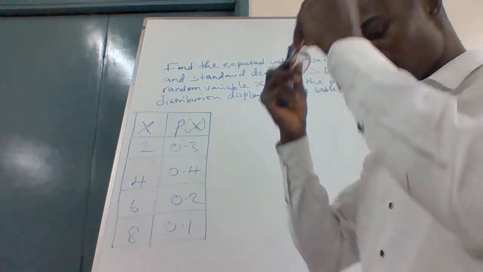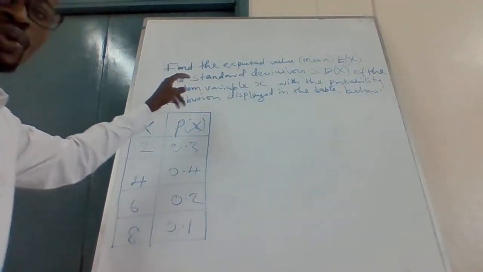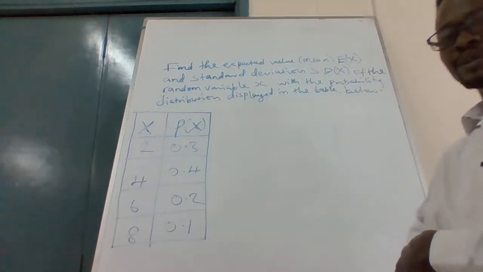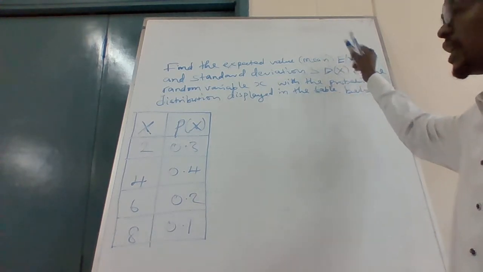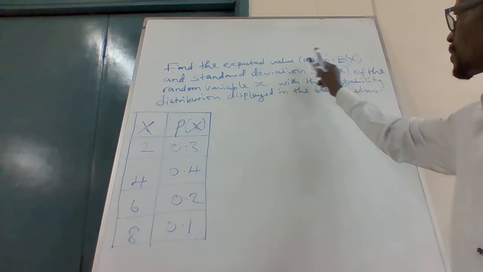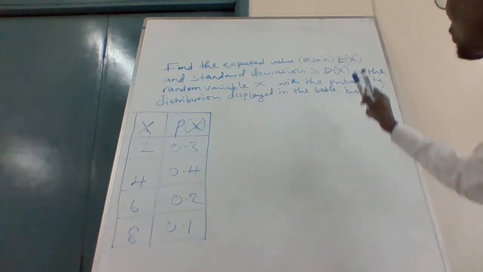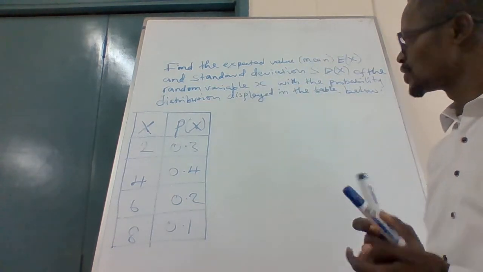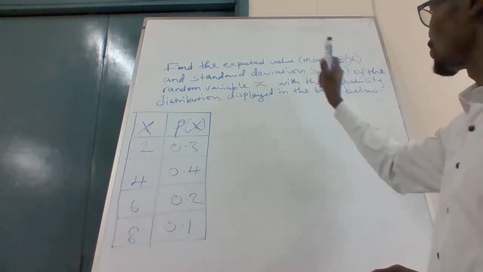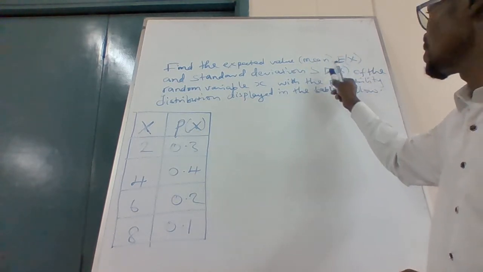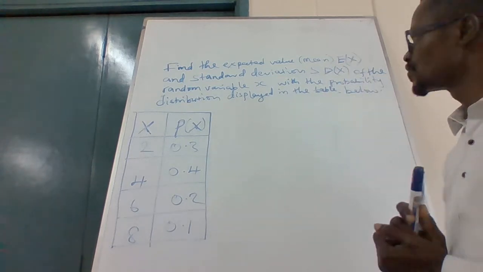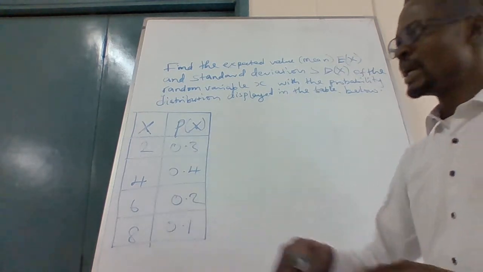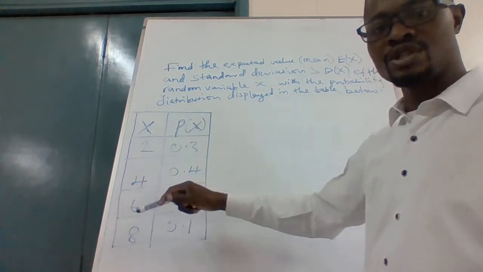So let us see what we are given here. We are to find the expected value, which is represented by EX. EX simply means the expected mean or expected value. We are to find the expected mean and the standard deviation. It means it's going to be a very long one. And the standard deviation, which is represented by SDX, which is the standard deviation of the random variable x, with the probability distribution displayed in the table below.